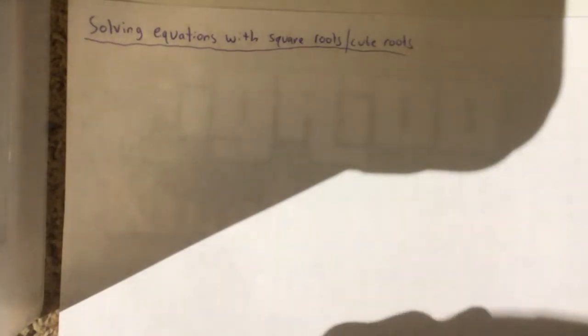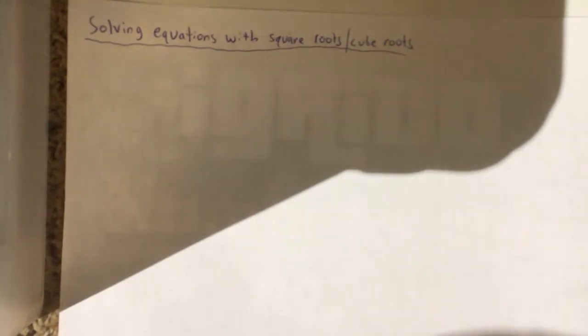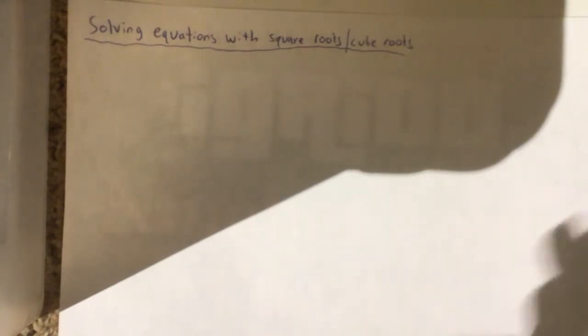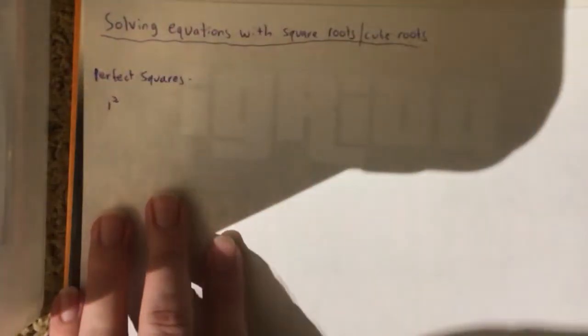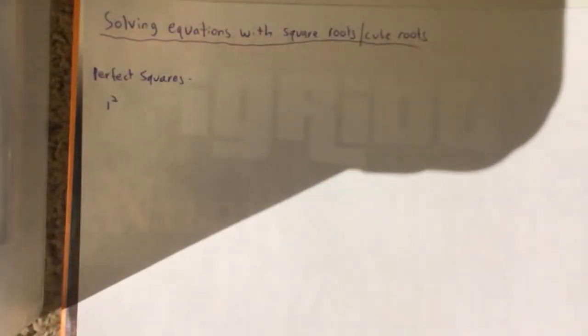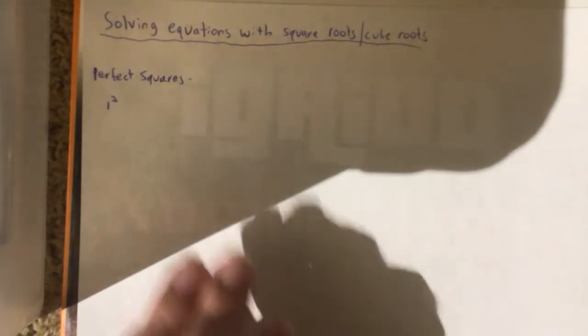So just reviewing from our previous video with square roots and cube roots, I'm just going to write out the perfect squares up to 12 and the perfect cubes up to 10, because having this list handy will be very helpful with solving. So we'll start with our perfect squares. Remember, a perfect square is a number whose square root is an integer.